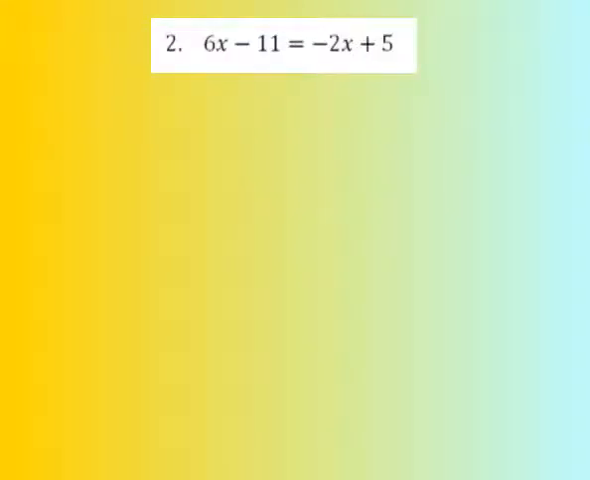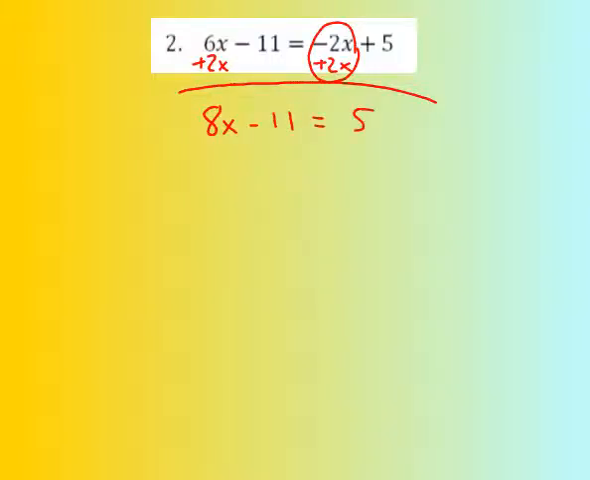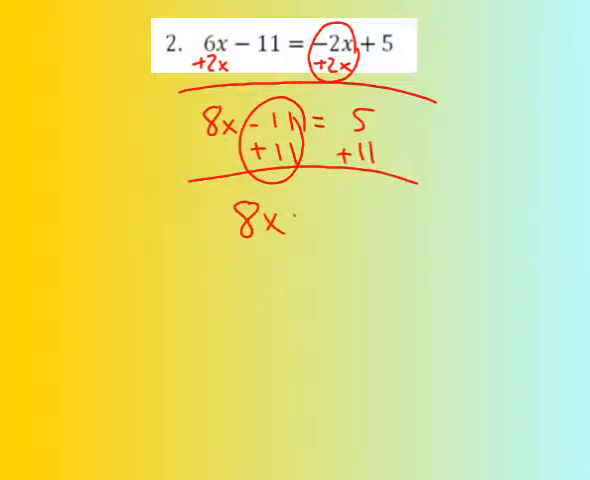All right, looking at this one. Myself, personally, I don't like negative, so I get rid of this negative 2x. Opposite of the negative 2 is adding 2. So I'd have 8x minus 11 equals 5. I would add the 11 to isolate the x on the left side. So I'd be up to 8x equals 16. Divide by 8, divide by 8, x equals 2.